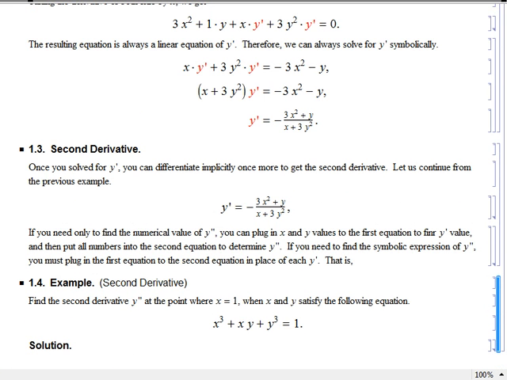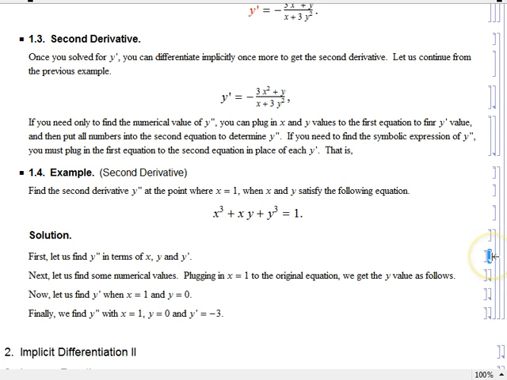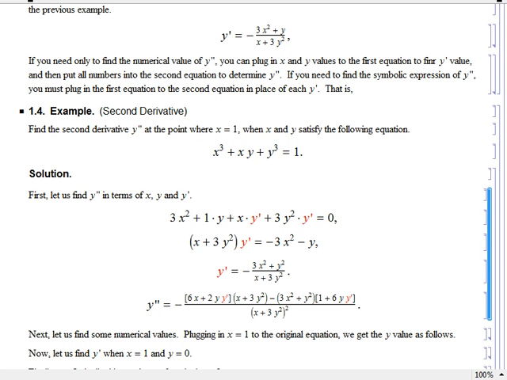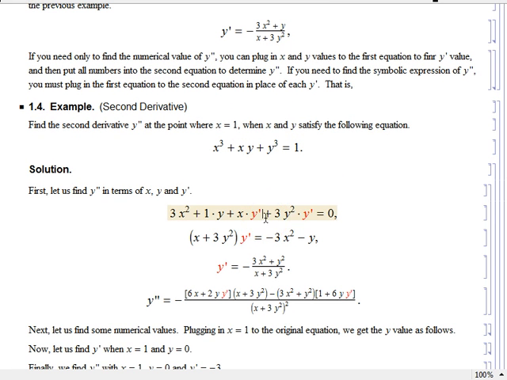Find the second derivative y double prime at the point where x is equal to 1 when x and y satisfy the following equation, and I gave you the same implicit equation here. I think we're safe to simply move on because this is the very same relation. We did implicit differentiation, first derivative, and then the second derivative. That's all done. They weren't easy, but they're all done.